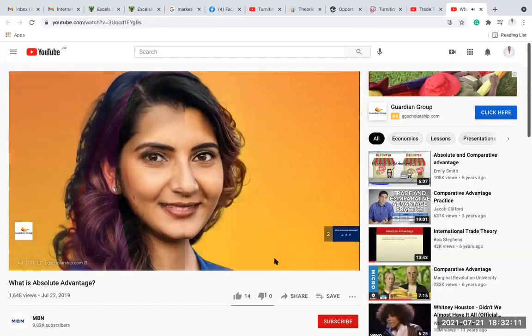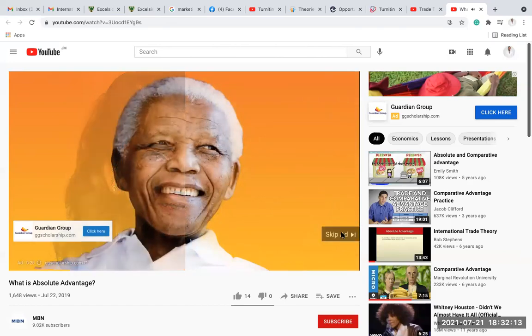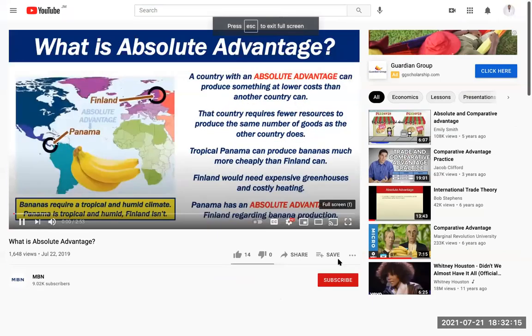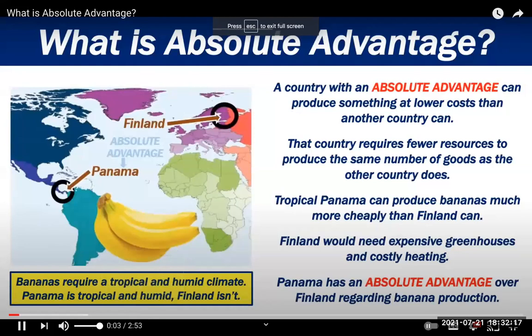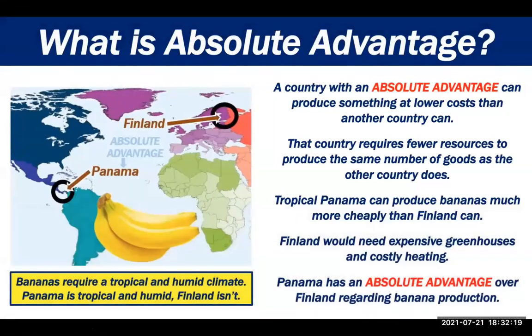An absolute advantage can produce something at lower cost than another country can. That country requires fewer resources to produce the same number of goods as the other country does. Tropical Panama can produce bananas much more cheaply than Finland can. Finland would need expensive greenhouses and costly heating. Panama has an absolute advantage over Finland regarding banana production.